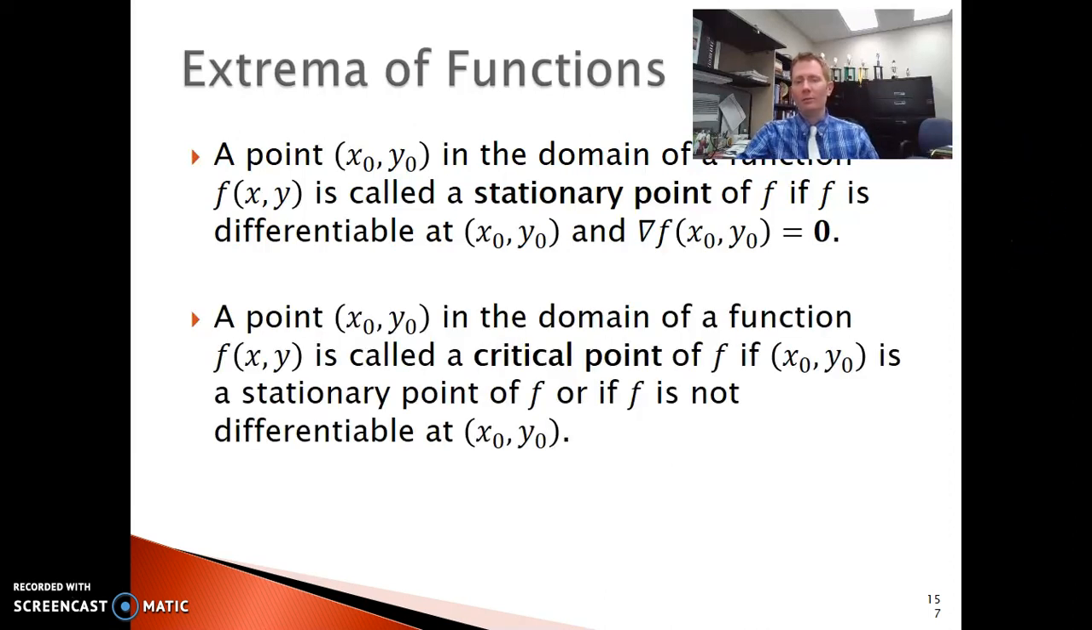Also, we have a definition for a critical point. A point in the domain of a function is called a critical point if that point is a stationary point of f, or if f is not differentiable at that point. So it can be either case. So taking these two definitions, we see that every stationary point is a critical point, but there would be some critical points that are not necessarily stationary points.